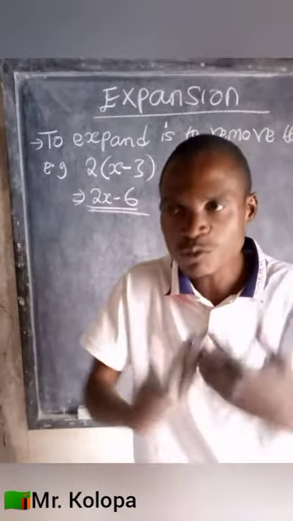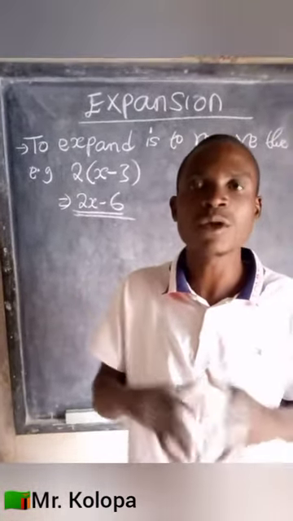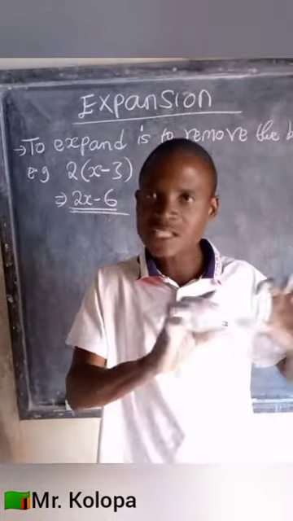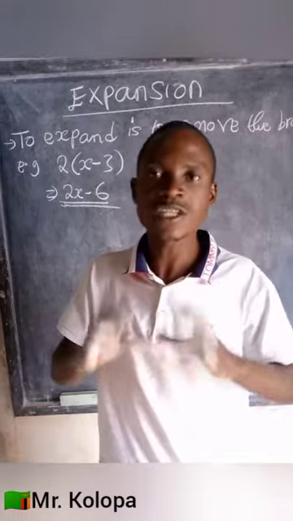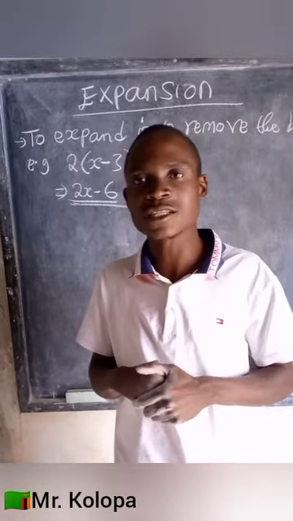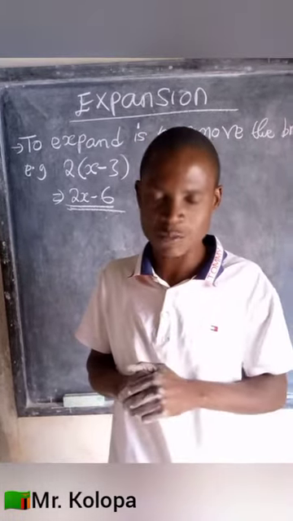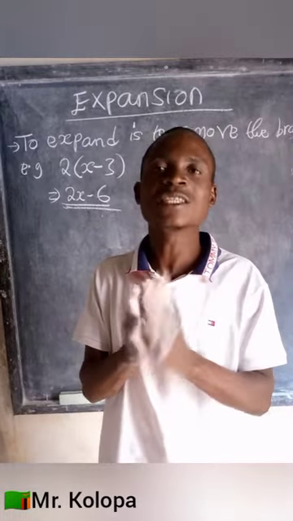So for you to remove the brackets, if you don't have the number, you only have the sign. Use that same sign and multiply it with all the terms that you have in the what? In the brackets. Then it means you have expanded. So let's try to look at the examples.